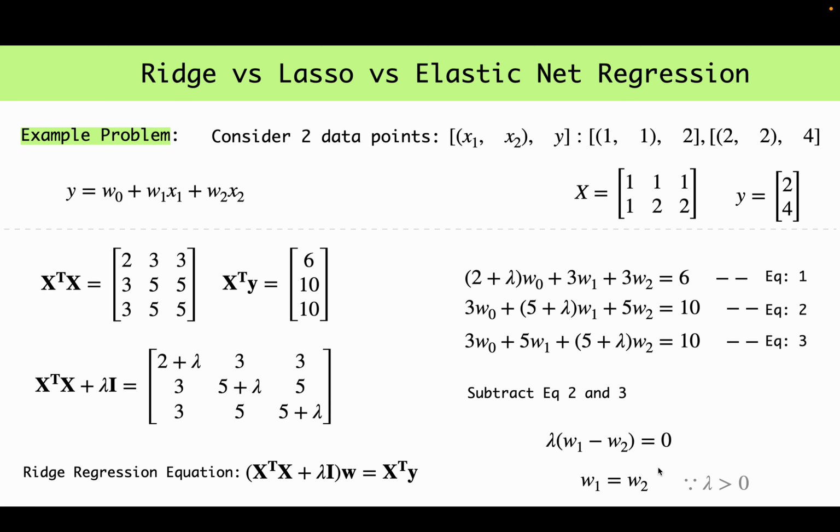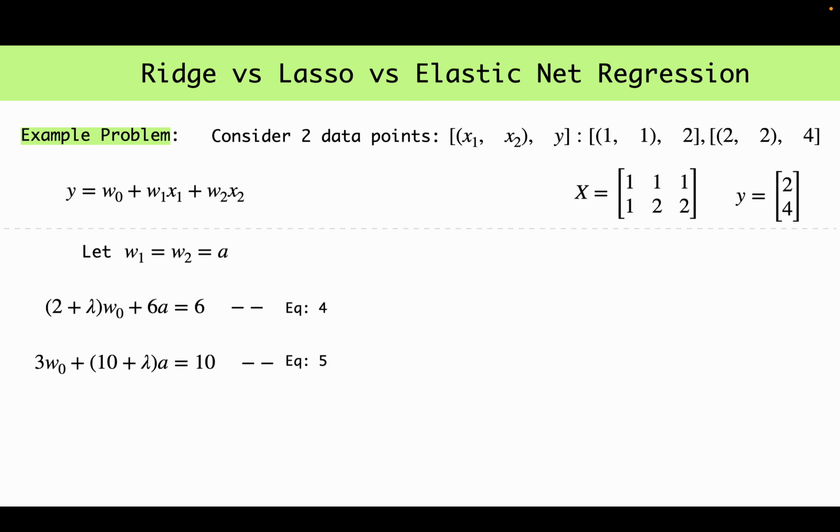When you substitute this and further solve the equation, we get as follows, where we are assuming w1 and w2 are equal to a. When we substitute, we get these two equations, and finally we compute w naught, which will be 6 minus 6a by 2 plus lambda.